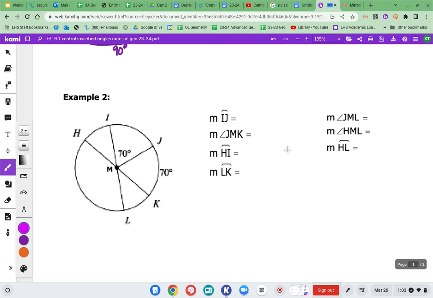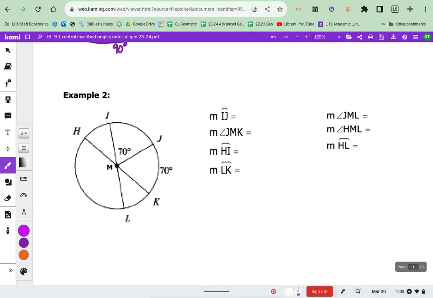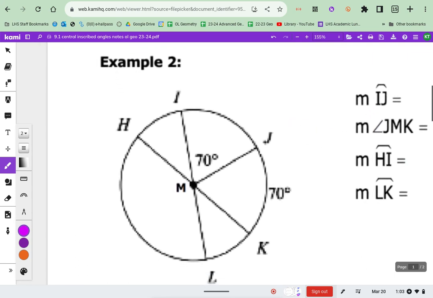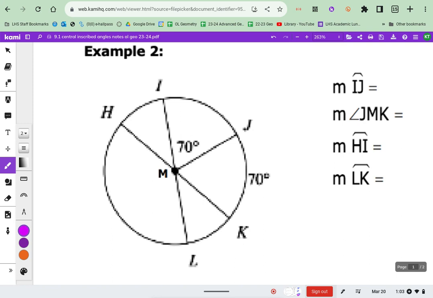Where'd you get 62? From what we found earlier. Look, that's the semicircle. Find this part of the semicircle, minus 62. But it's asking for that. Yep.